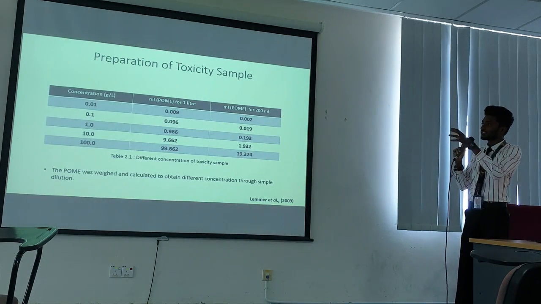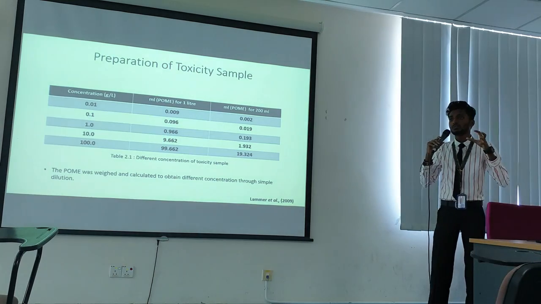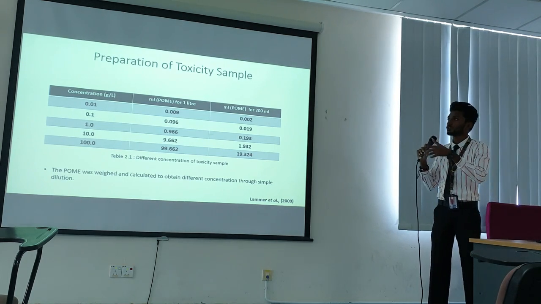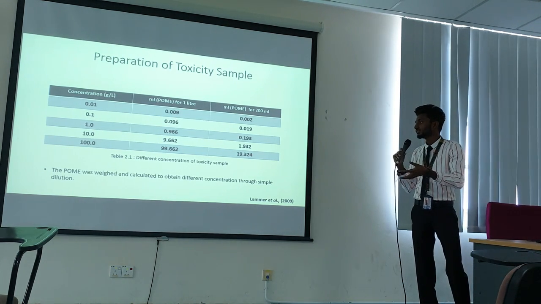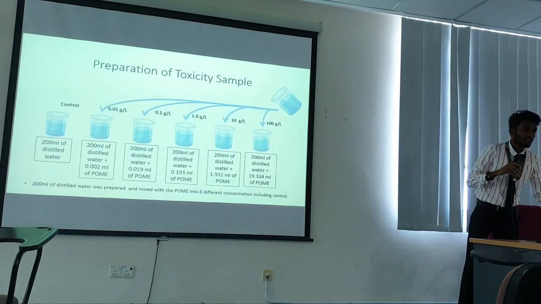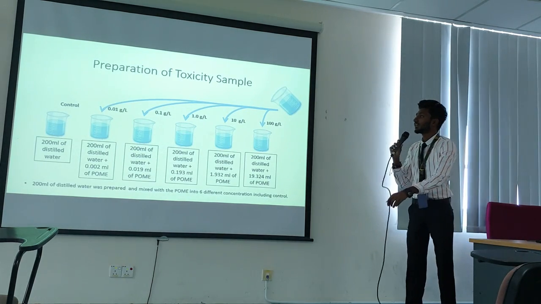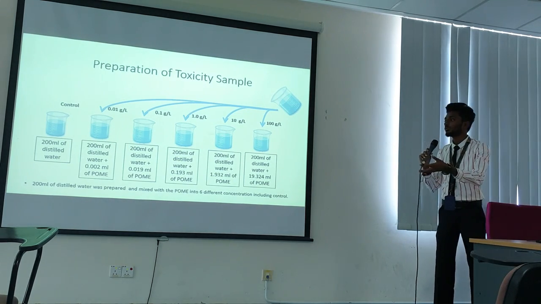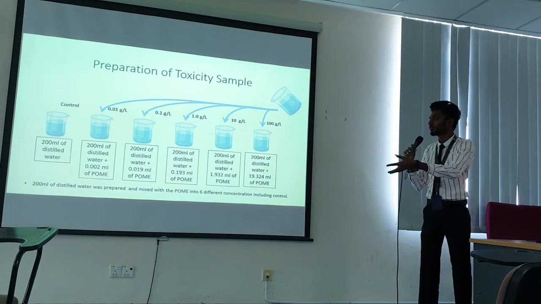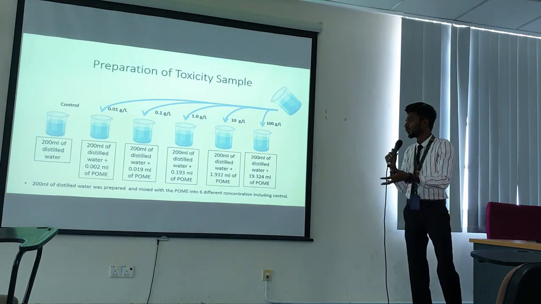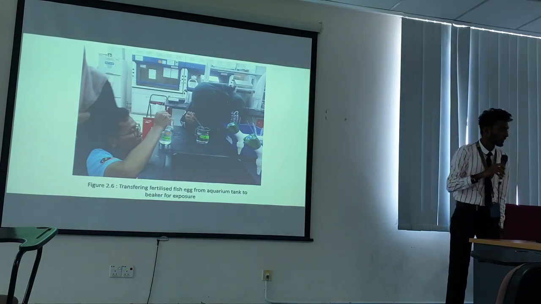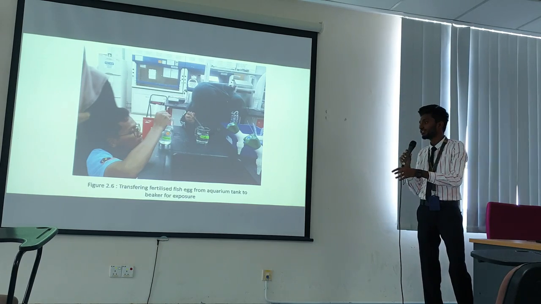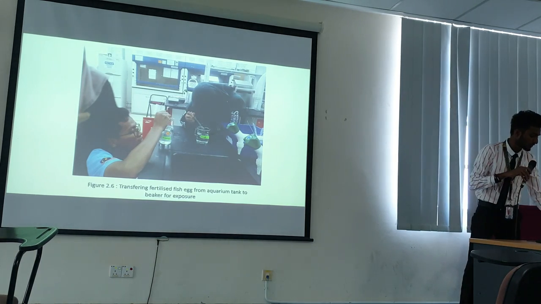And this is the preparation of toxicity sample. So basically, we did 6 concentrations, including the control. The effluent was weighed and calculated to obtain the different concentrations through simple dilution, where we use M1V1 equals M2V2. As I mentioned earlier, 200 ml of distilled water was prepared and mixed with the palm oil mill effluent into 6 different concentrations, including the control. This is the picture taken while transferring fertilized fish eggs from the aquarium tank to a beaker for exposure.